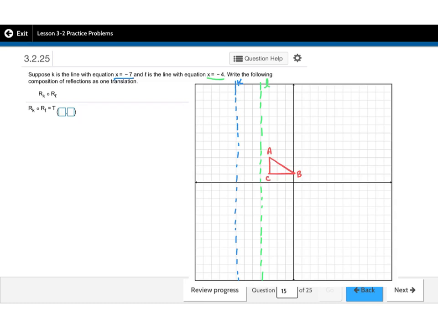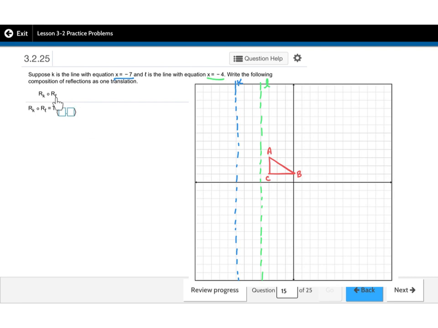Alright, so what we got here is question 15 off of the section 3-2 practice problems. It's asking us to take a look at a composition of two reflections, where we first reflect an object across line L, and then we reflect it across line K. Line L is this green one, x equals -4. Line K is this blue one, x equals -7.